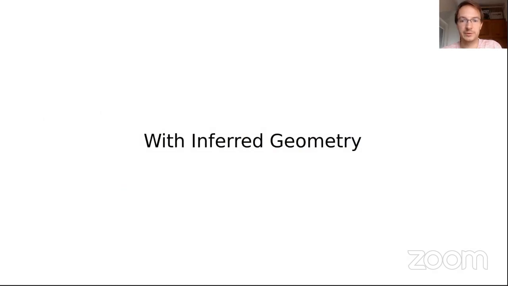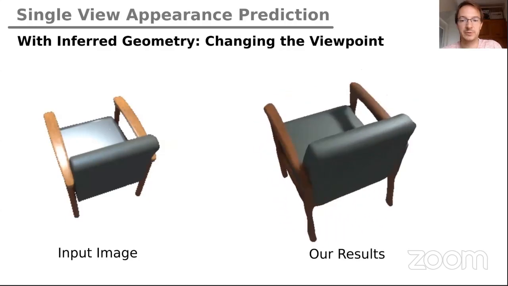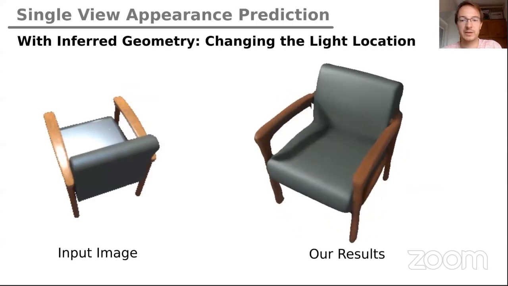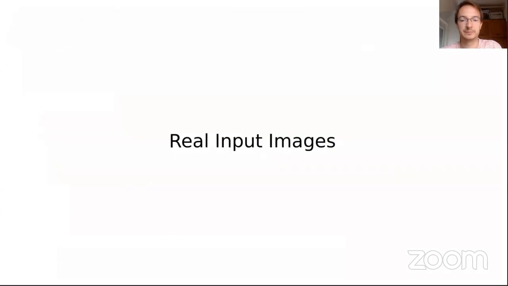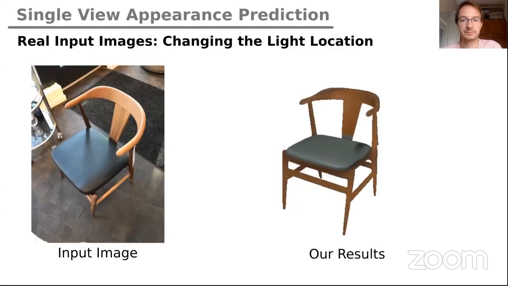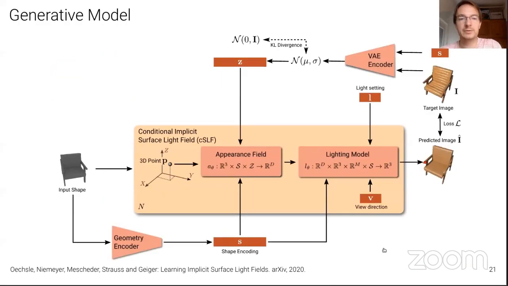It also works with inferred geometry. Here on the left, we can see the input. On the right, the geometry inferred using an occupancy network and the surface light field that has been estimated for this input image. Note that only a single input image is given to the approach. And it also works with real input images. This is the scene that we've seen in the beginning.